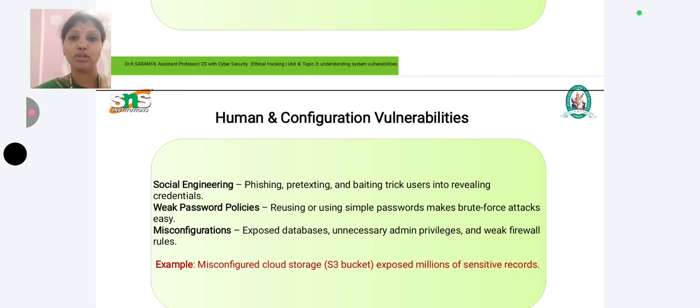These are ethical hacking tools used to prevent malicious issues. Misconfigurations expose the database, unauthorized admin privileges, and weak firewall rules. Misconfigurations also come under the issues exploited by malicious attacks. For example, a misconfigured cloud storage S3 bucket exposed millions of sensitive records. Sensitive records are affected by such weaknesses through malicious attacks.